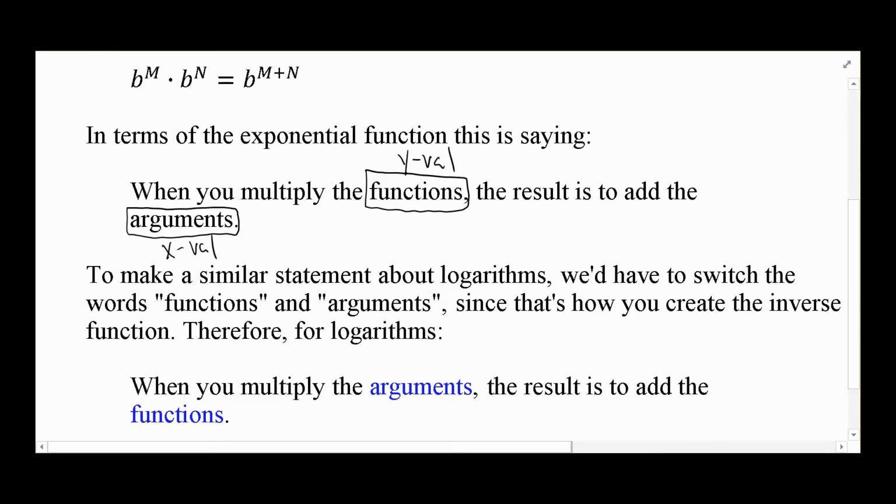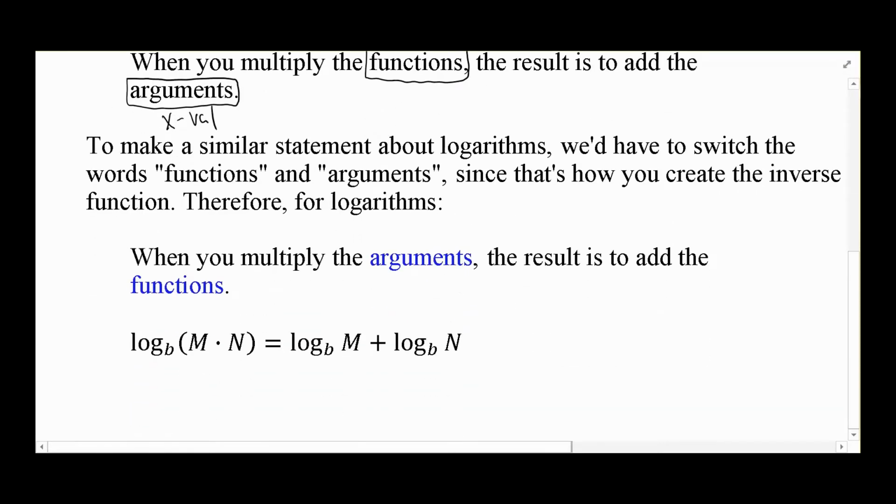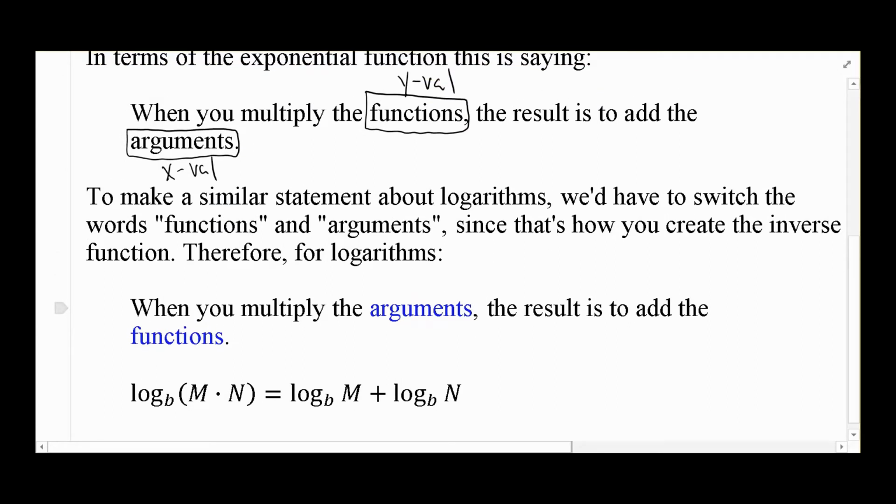So really, if we want to talk about logarithms, just flip-flop those two words. When you multiply the arguments together for logarithms, the result is to add the functions. And that gets us our first rule of logarithms, which is log base b of a product, m times n, can be written as a sum of two logarithms, log base b of m plus log base b of n. This is a rule we're going to use a lot, so you definitely want to make sure you have this memorized. The reason it's true is simply because logarithms and exponentials are inverses of one another. There's no real proof necessary. All we have to do is flip-flop x's and y's.